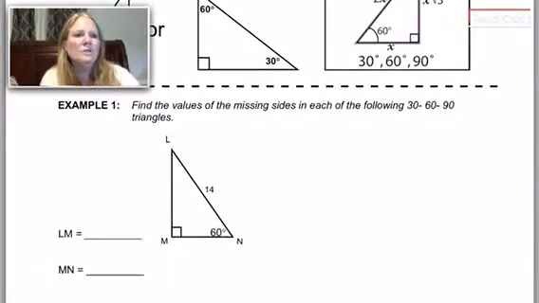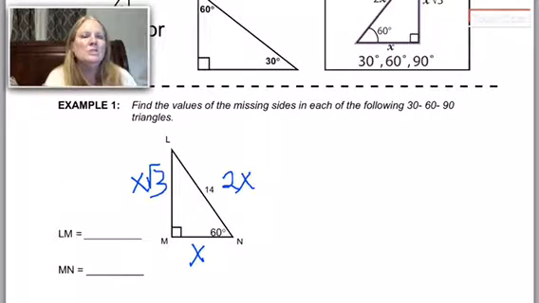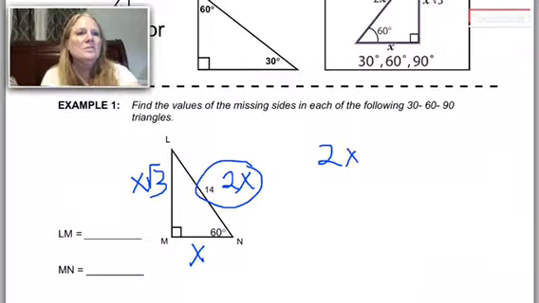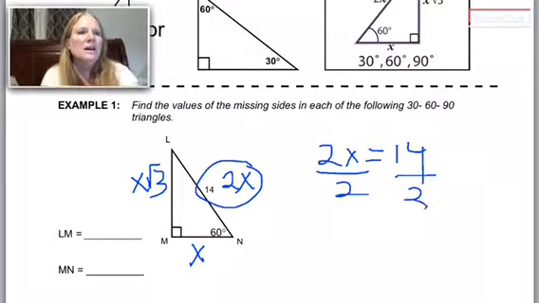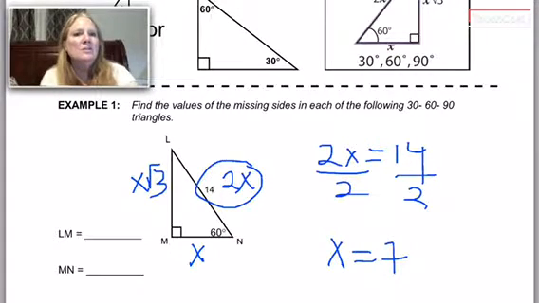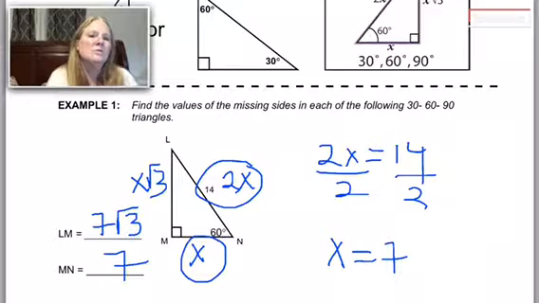Here's our first one, and I cannot impress on you enough, please put your X, 2X, and X square root of 3 on your picture. It will really help you. So I can see that my picture is telling me that 2X is equal to 14. So if I divide by 2, I can see that X is equal to 7. So that means that MN is 7. And then LM is X square root of 3, so simply 7 square root of 3.